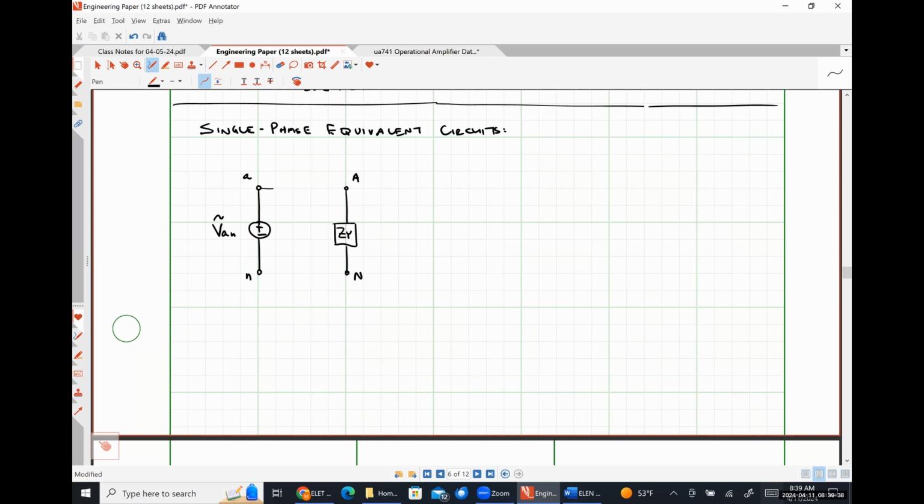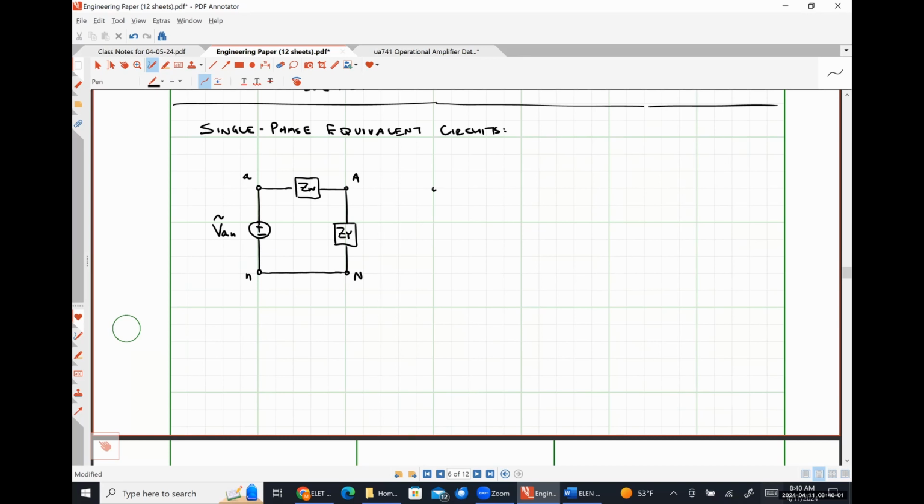Connecting lowercase a to uppercase A is my transmission line impedance, ZW. And then connecting lowercase n to uppercase N is simply a short circuit because we know that there's no voltage drop across the neutral conductor.